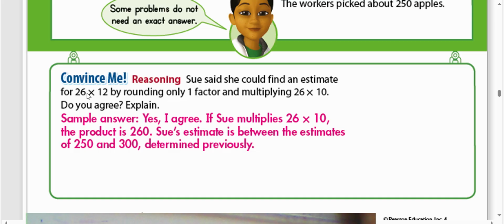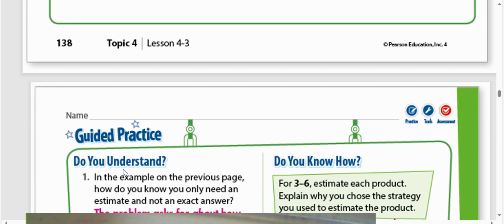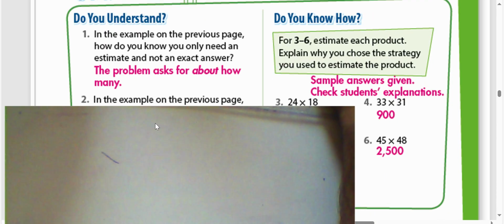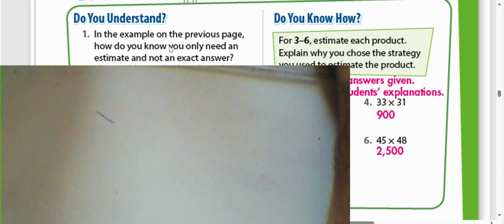Or you can approximate one of them and multiply the other, like 12 approximated to 10, multiplied by 26, it will be 260. Yes, you can write, if you multiply 26 times 10, the product is 260. So this estimate is between the estimates 250 and 300 determined previously. Okay, next question. Do you understand the example on the previous page?